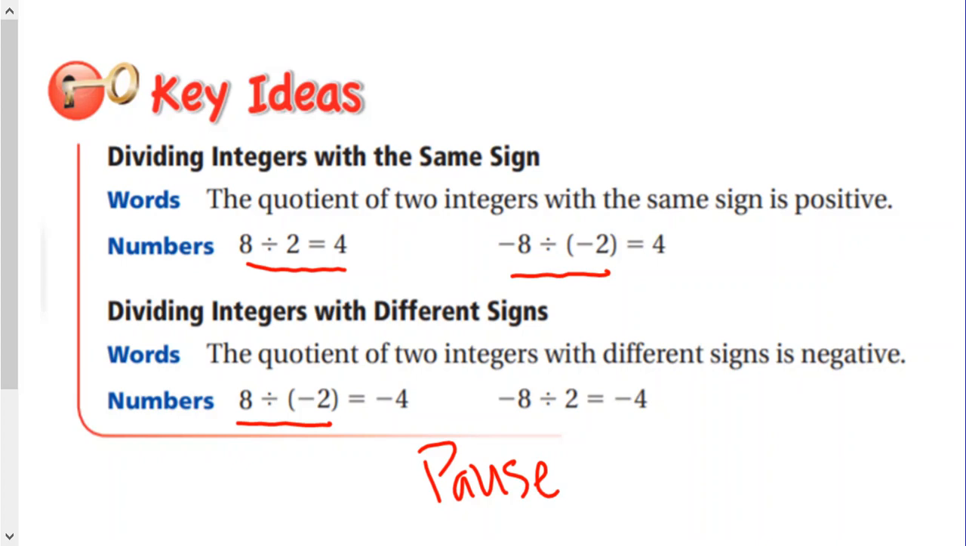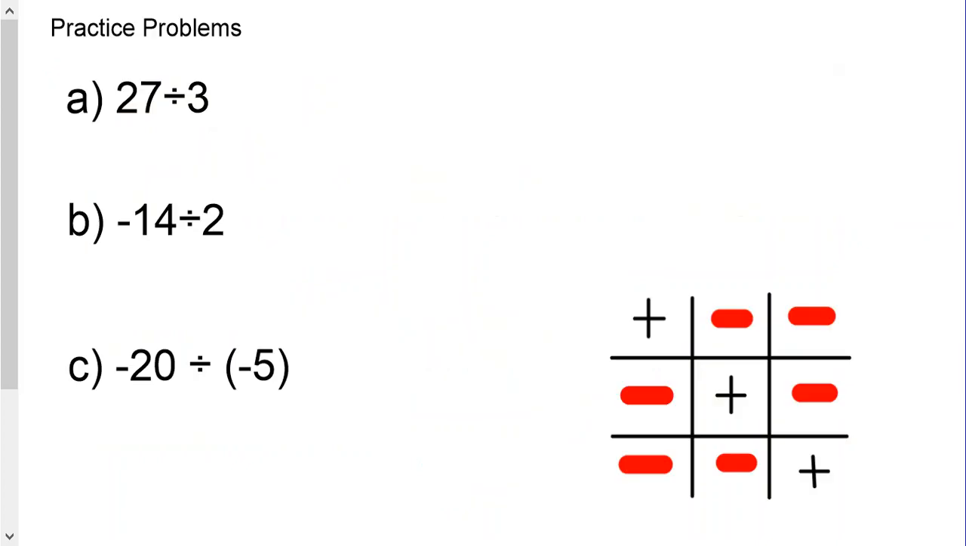And now let's look at some examples. We have some practice problems. Before we get to those problems, I want to talk to you about a tool that I think would be helpful for you to understand. If you look at this tic-tac-toe board, we have positives going diagonally from top left to bottom right, and the rest are all negatives. We can use this tool for both multiplication of integers and dividing integers. I'll show you how we read it.